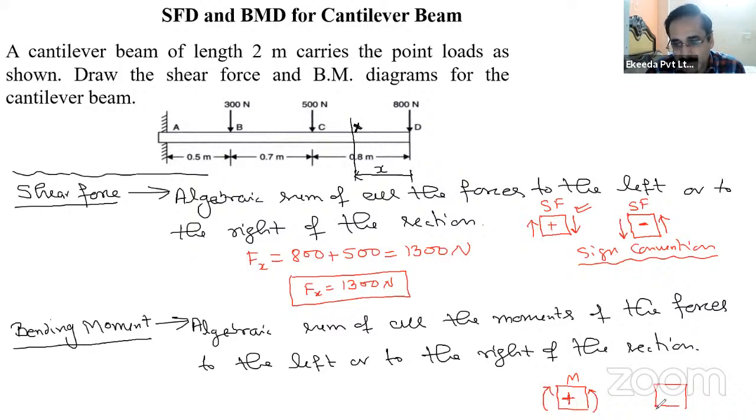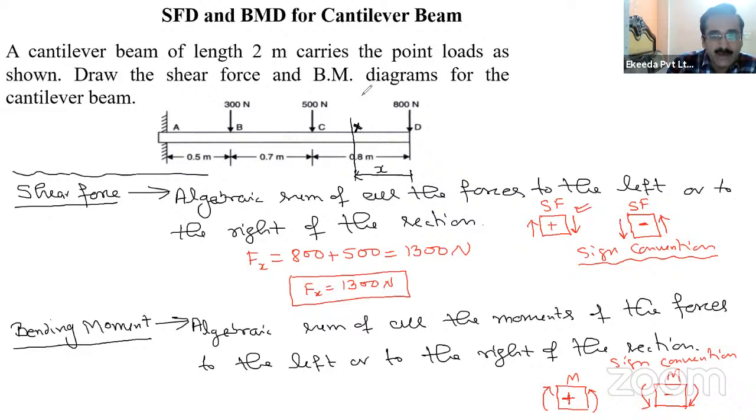There is a vice versa also: negative bending moment we have chosen as leftward if it is anticlockwise, or rightward if it is clockwise, then it is taken as negative bending moment, right? So this is the sign convention we have chosen for bending moment. So sagging and hogging bending moment, we have chosen one as positive and one as negative, right? So this is the bending moment.